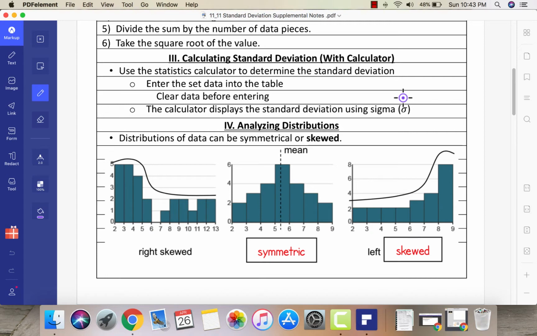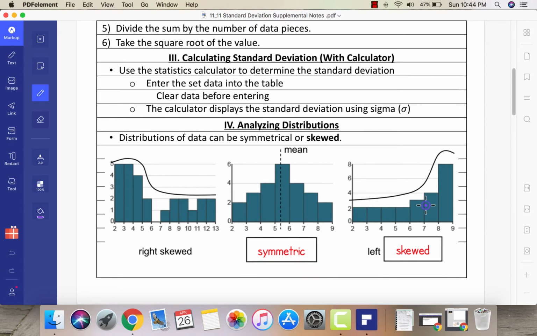Distributions can be symmetrical or skewed. If it's right skewed, it means most of the data is actually on the left, because the larger data is skewing it, pulling it this way. The tail of the data is on the right. Symmetrical means that the mean is in the middle. And then left skewed means that the tail, the short end, is on the left.